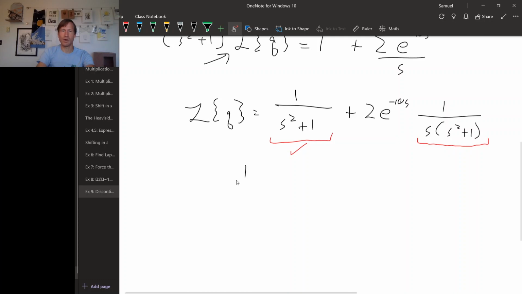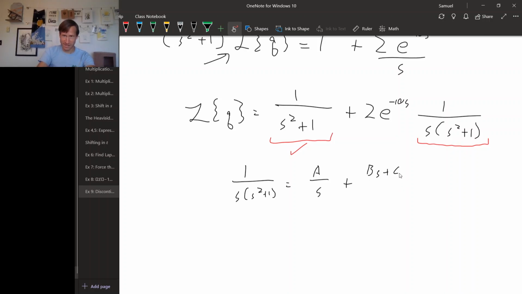So let's work out partial fractions on this term before we go any further. We have 1 over s times s squared plus 1 is going to be something over s plus bs plus c over s squared plus 1.